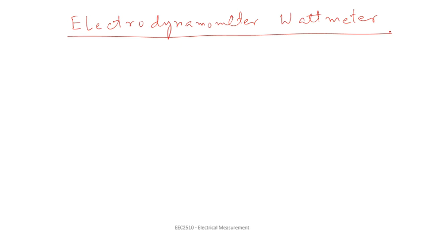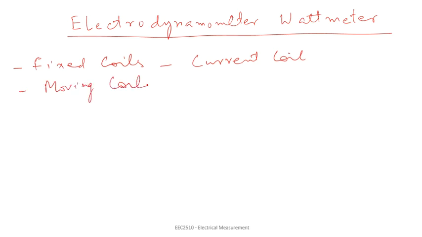These fixed coils, which are the field coils, are in the case of a wattmeter also known as the current coil. Similarly, the moving coil is also known as the pressure coil or voltage coil. Here I am talking only about wattmeters.